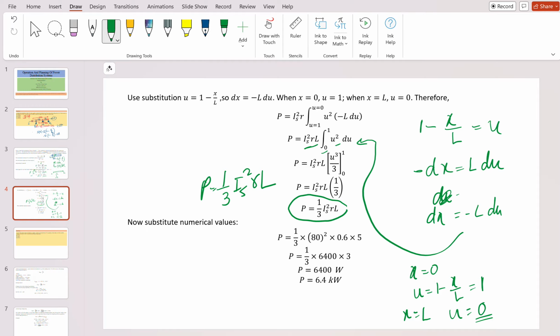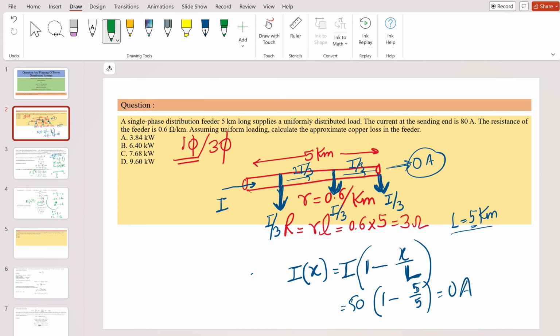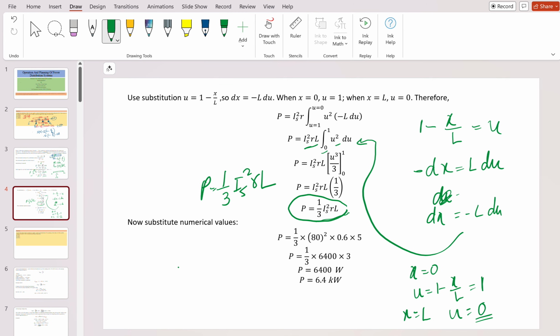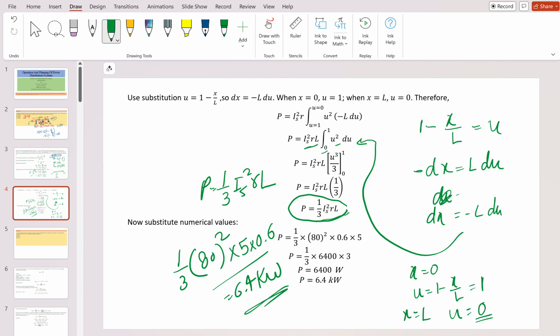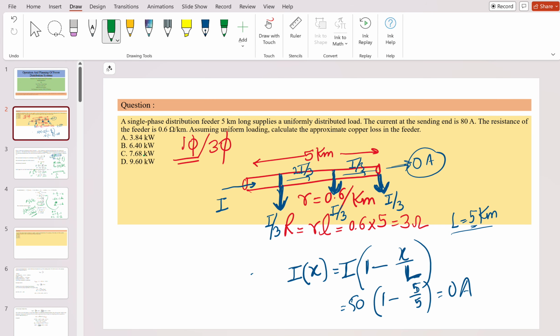This is one third of this. So what was the question? The length is already known, Is is already known, and small r, 0.6 ohm per kilometer, is already known. You just have to put the values. 1 by 3 times Is squared, which is 80 as already given, total length is 5 kilometers, and small r, given per unit length, is 0.6. When you calculate, it will come out to be 6.4 kilowatt power loss. So it will be simply option b.